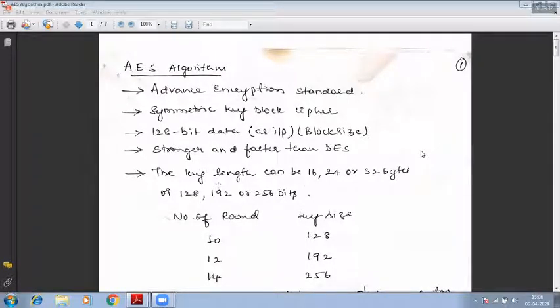Obviously, IBM were the inventors of all these things. So they went on with one more algorithm, a symmetric algorithm itself. That is your AES, which is an extension of your Data Encryption Standard. What we call the Advanced Encryption Standard.